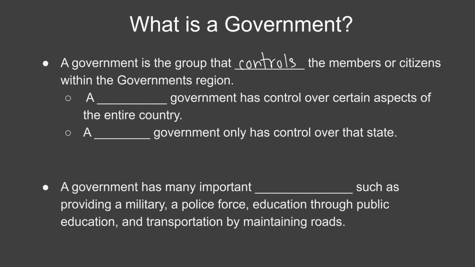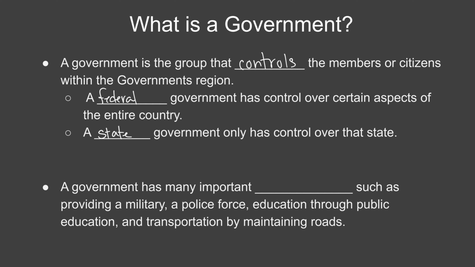A federal government would have control over certain aspects of the entire country, whereas a state government would only have control over that state. So there's different levels of government, and the larger the level is, like a federal government compared to a state government, the larger the area they can exert that control.